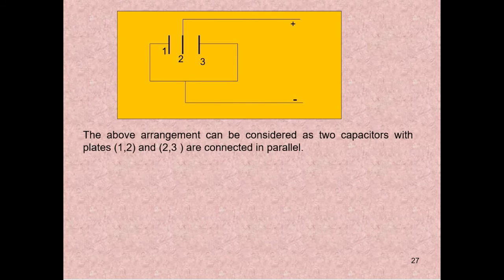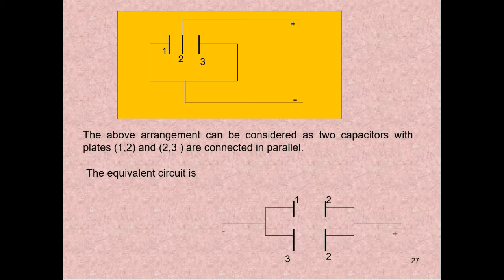See the working. The above arrangement can be considered as two capacitors, with plates 1 and 2 and 2 and 3 connected in parallel. The equivalent circuit is this. Right? Two epsilon naught A by d.